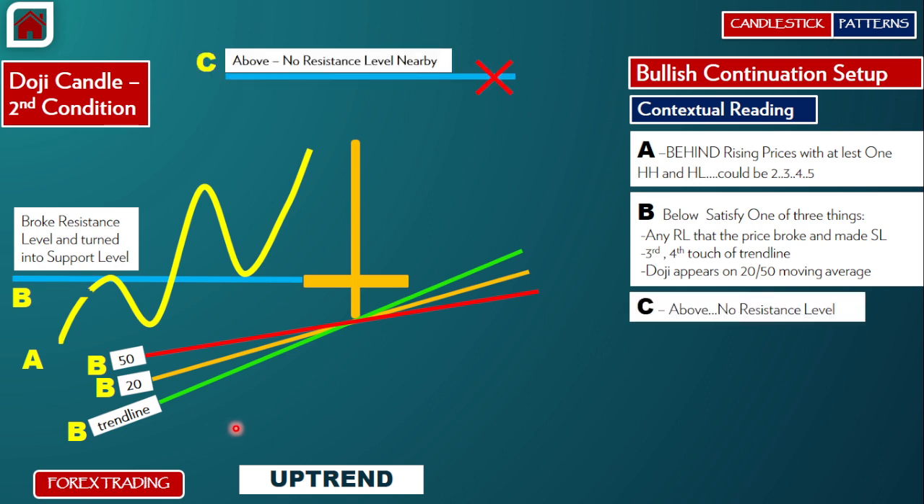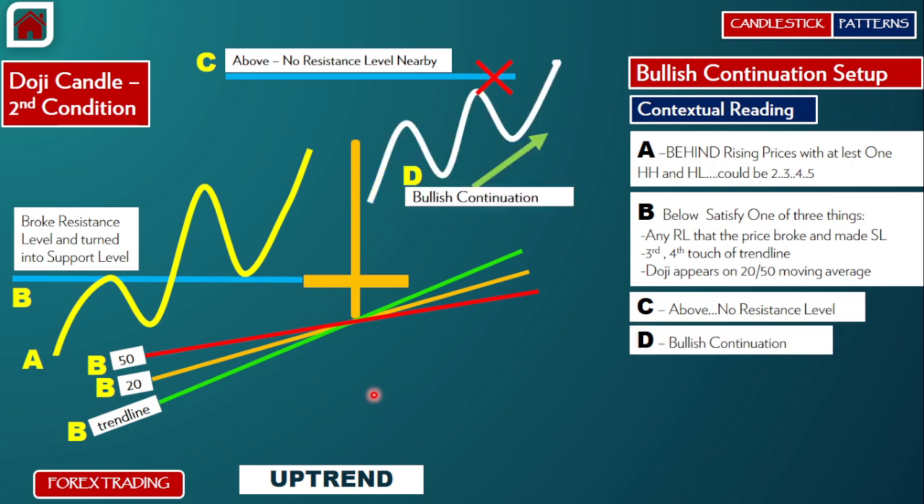Now move ahead. So see, above no resistance level. So when you have this doji candlestick signal, there should not be any resistance level nearby above it. Okay, so when all these things happen, then we will see that it will go into a bullish continuation. So this was the bullish continuation, and when it satisfies all these three conditions A, B, C, then it will go into a bullish continuation.